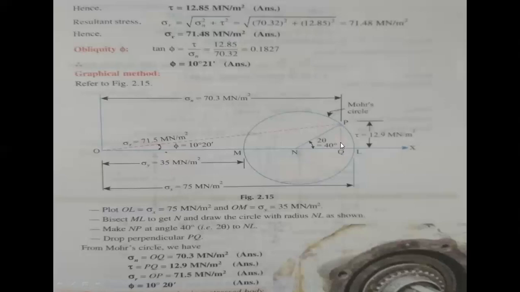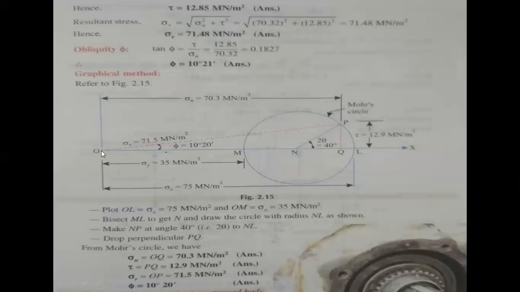We will measure this PQ, and it comes to around 12.9 millimeter. So when this is 12.9 millimeter, this will be 12.9 mega Newton per meter square. That is the tangential stress. And when we have found this tangential stress, because in the analytical method we first found the tangential stress, it is there by default. Then we have already defined point P.